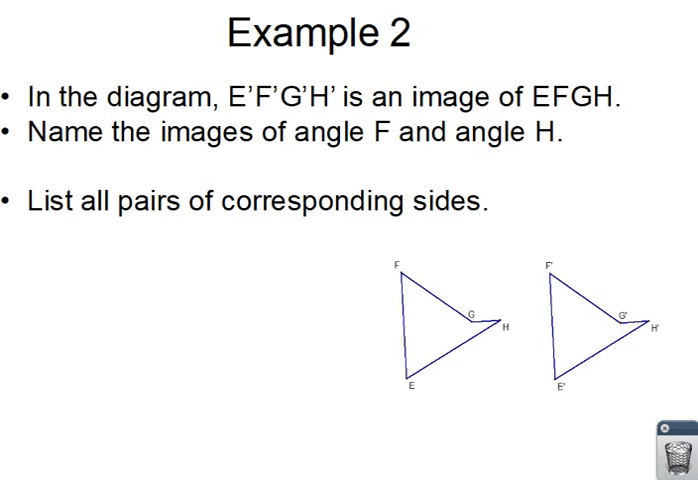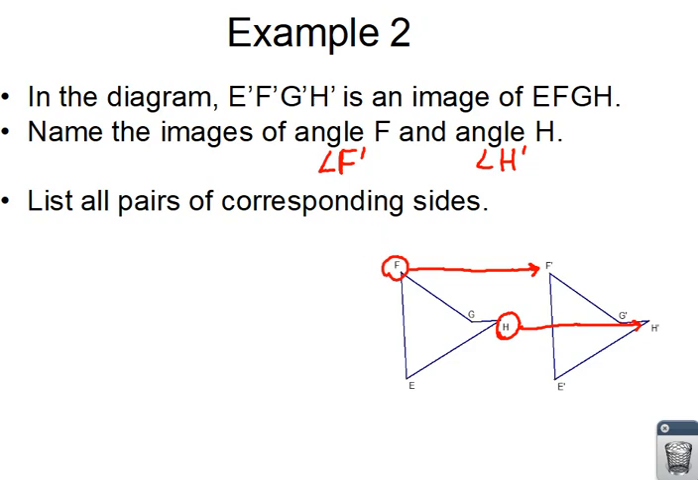Alright, so in this picture down here, it says that E prime, F prime, G prime, H prime is an image of E, F, G, H. So first question, name the images of angle F and angle H. So if I start at F and I slide it over, I end up at F prime. And if I start at H and I slide it over, I go to angle H prime. Okay, because the pre-image is the one without the primes. The image is the one with the primes after we move it.